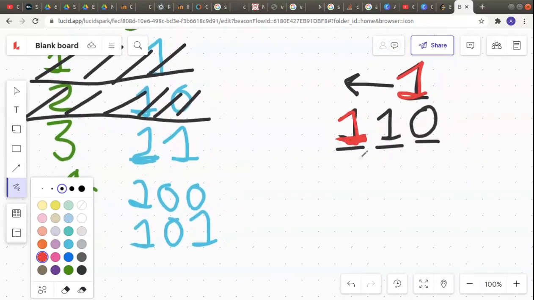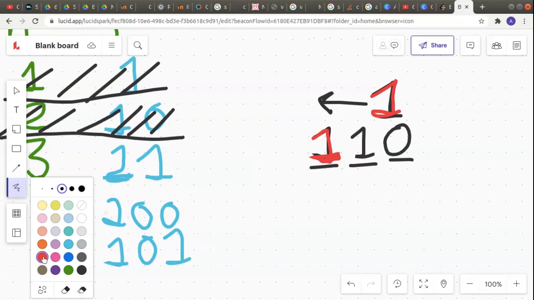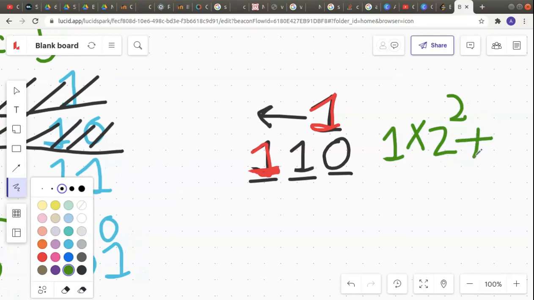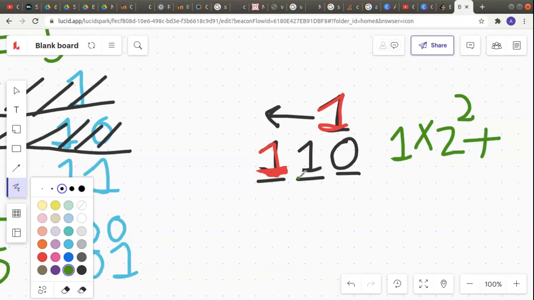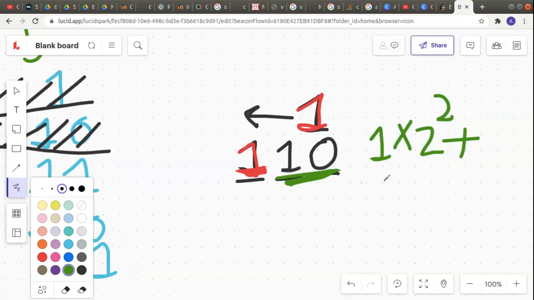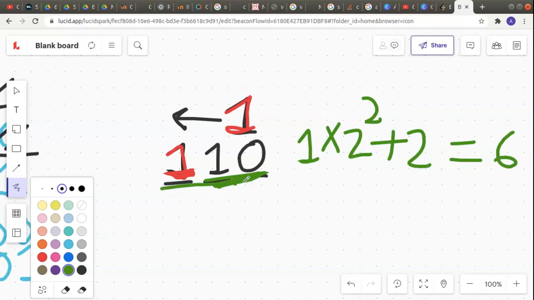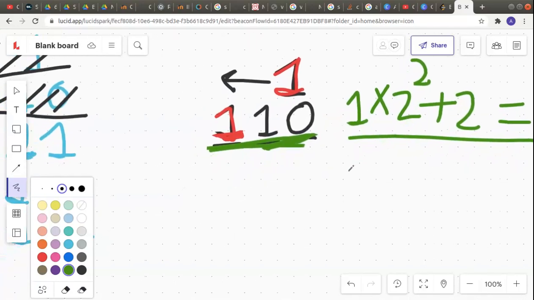Now what does this new number 110 mean? I have shifted the original one that I had by two places. That means original one that I had shifted by two places, so 1 into 2 power 2, plus the number which I took just now. The number that I took just now is 10, that has a representation of 2, right? So if I do this, I get 6, right? 2 power 2 plus 2 is 6. That is the actual representation of 110. So 110 is actually 6. So this is how I can get the value of the number.